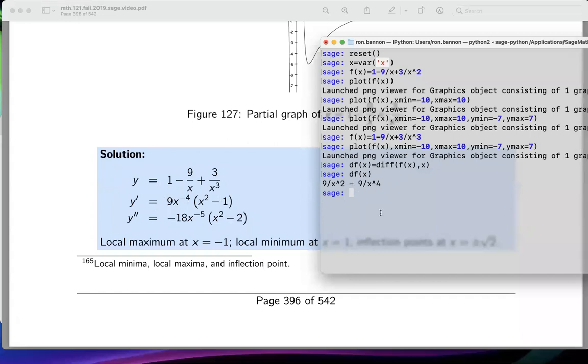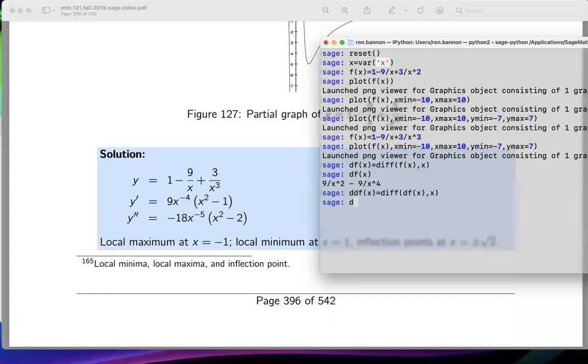All right. I think I'll put the second derivative down too. Let me see if I can do that. So I want to do ddf. That's a second derivative. I'm just defining a new function of x. And what's that going to be equal to? Well, the derivative, diff of df of x with respect to x.